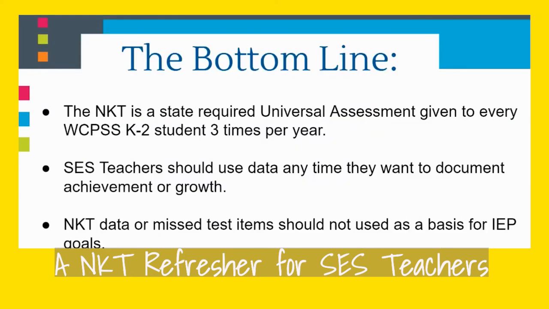So, what's the bottom line? The bottom line is that the NKT is a state-required universal assessment given to every Wake County public school system kindergarten through second grade student 3 times a year. Special education teachers, you should use this data anytime that you want to document achievement or growth. The children's NKT data or the missed test items should not be used as a basis for IEP goals.